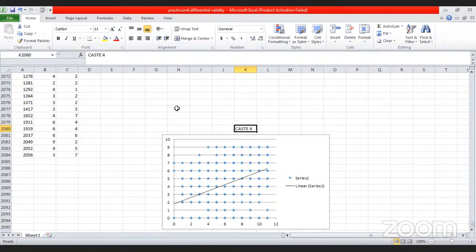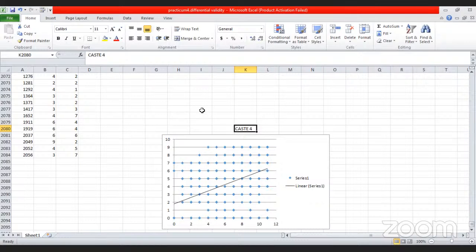Okay, so this is the procedure of calculating the differential validity of a test. Through differential validity, we can detect whether there is any bias in a test. If there is any bias, then we can redesign the test to make it fair to the whole population. That is our purpose for doing this differential validity.